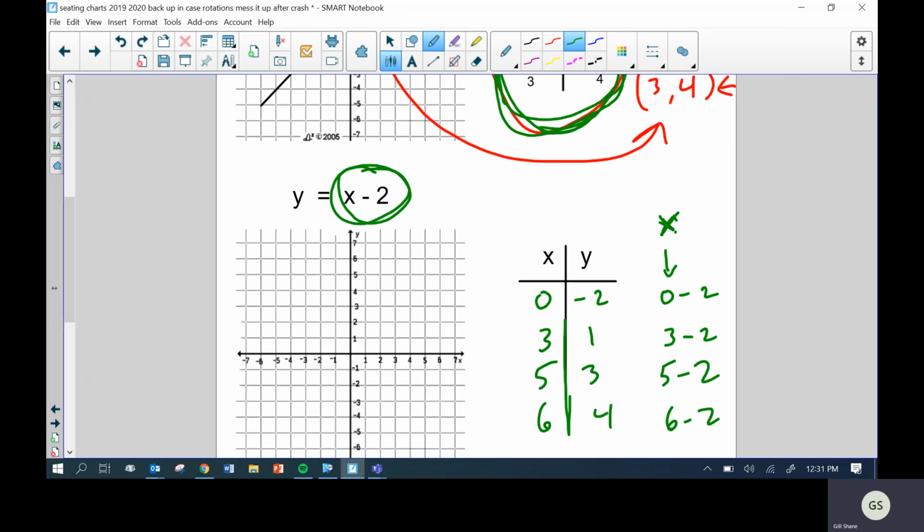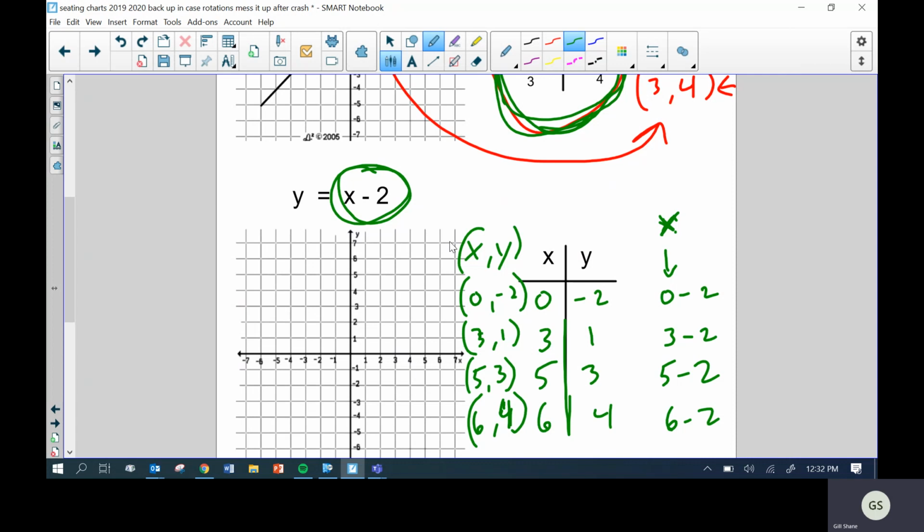So now I just need to plot these points. This is 0, comma, negative 2, 3, comma, 1, 5, comma, 3, and 6, comma, 4. I just took the table and I made all of the values into x and y coordinates. I should probably zoom in and it would work better. So I have 4 coordinates.